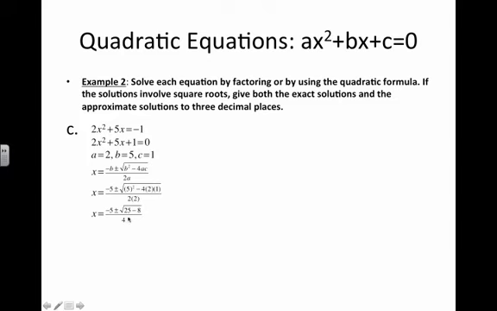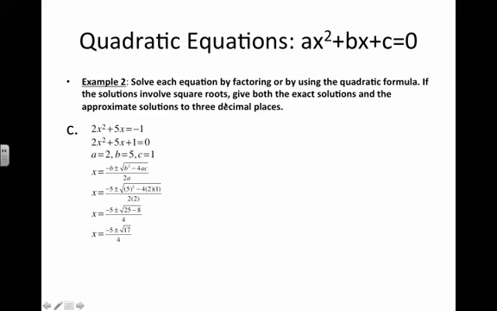So let's see, 5 squared is 25. 4 times 2 times 1 is 8. So we've got negative 5 plus or minus the square root of 25 minus 8 over 4. 25 minus 8 is 17. x equals negative 5 plus or minus the square root of 17 over 4. Now notice up here it says if the solutions involve square roots, give both the exact solutions. That's what we've got. We actually have 2 solutions there: negative 5 plus the square root of 17 over 4, and negative 5 minus the square root of 17 over 4.